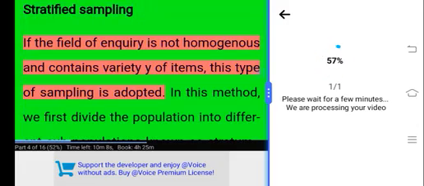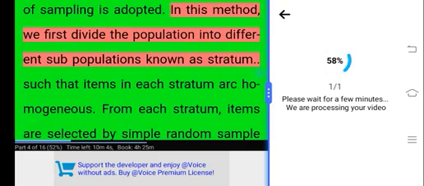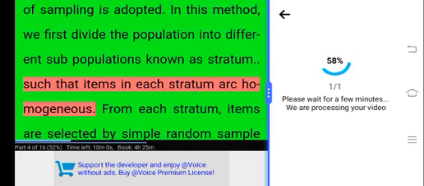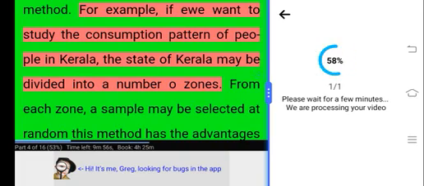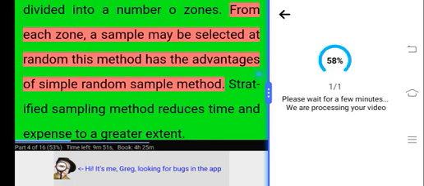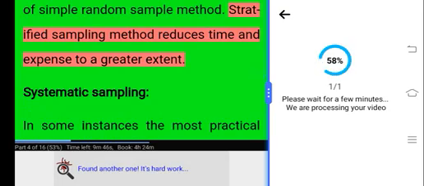Stratified sampling. When the field of inquiry is not homogeneous and contains a variety of items, this type of sampling is adopted. In this method, we first divide the population into different subpopulations known as strata, such that items in each stratum are homogeneous. From each stratum, items are selected by the simple random sample method. For example, if you want to study the consumption pattern of people in Kerala, the state of Kerala may be divided into a number of zones. From each zone, a sample may be selected at random. This method has the advantages of the simple random sample method. Stratified sampling reduces time and expense to a greater extent.